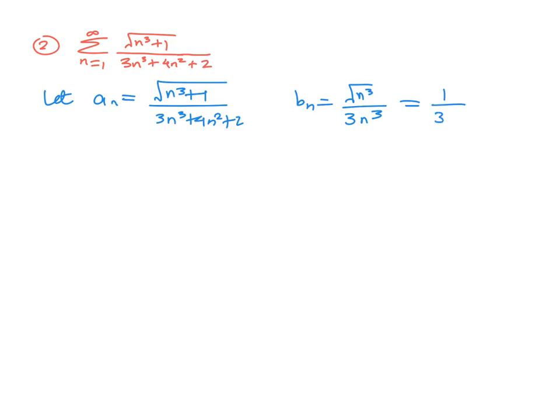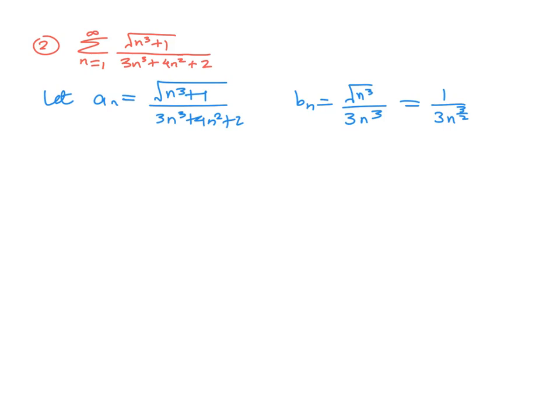It's 1 over 3n to the 3 halves, because the numerator is n to the 3 halves. The denominator is n cubed. Subtract the exponent, you get n to the negative 3 halves, put it back in the denominator. So that's the simplification of bn. And now I'm going to do an inequality check, and I notice that something's going to go wrong.